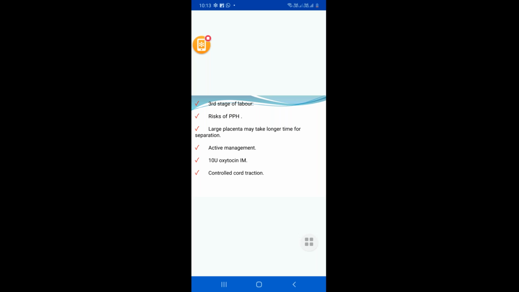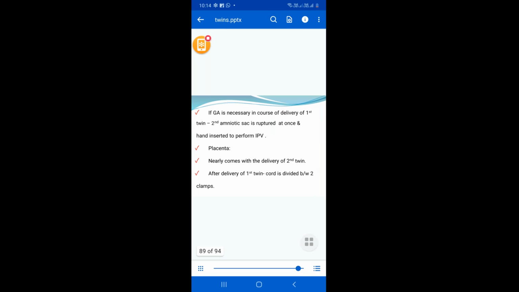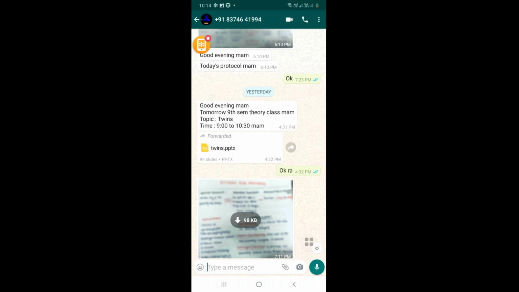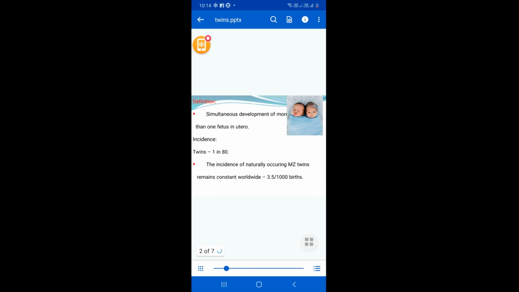What do you mean by monozygosity? What do you mean by dizygosity? And labor management of twin pregnancies might be a short answer. This is a total proper view of your entire twin pregnancy topic. Any doubts?